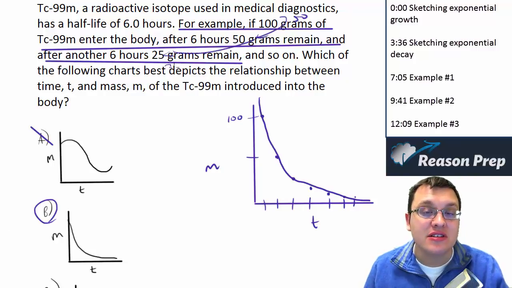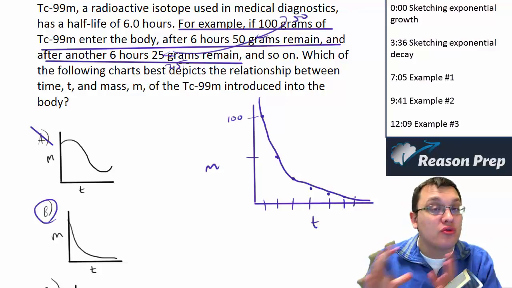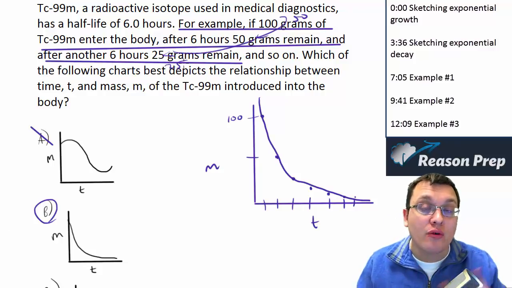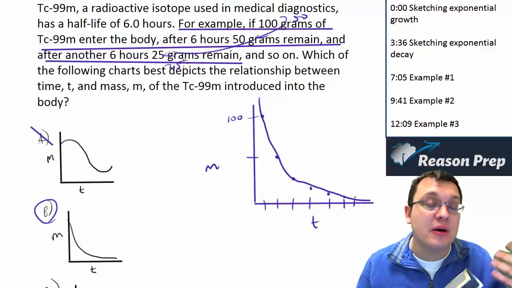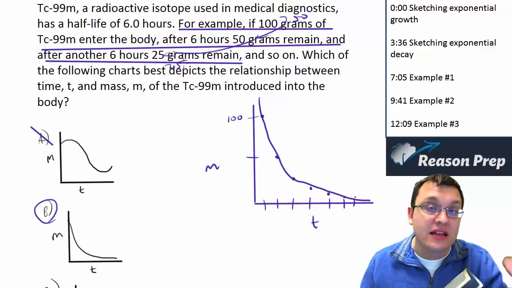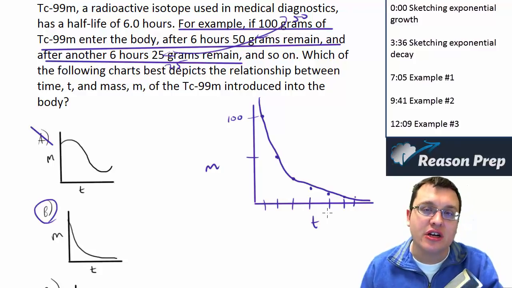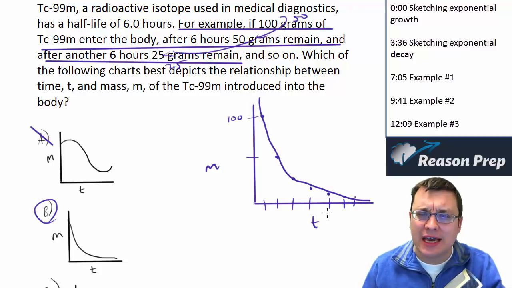The second 6 hours, there's a decrease of 25, right? So the decrease over those 6 hours is not constant. If it were constant, then it would be linear, right? If it decreased every 6 hours by 25 grams, that's a constant linear decrease, and you would get something like choice C. But once you sketch it out, you see that this is very clearly an exponential decay.